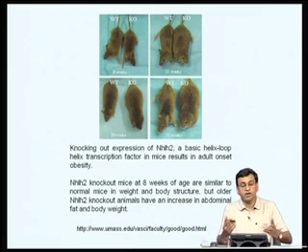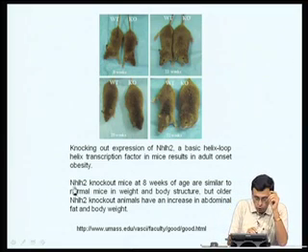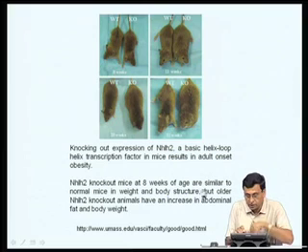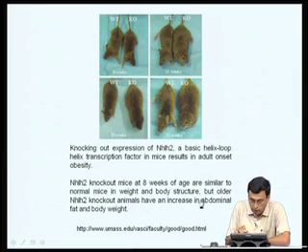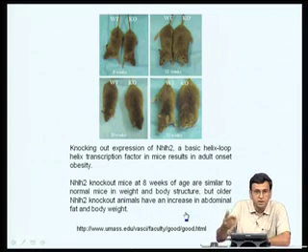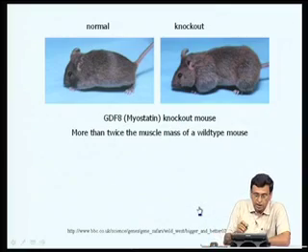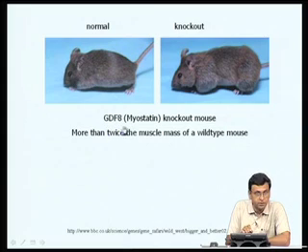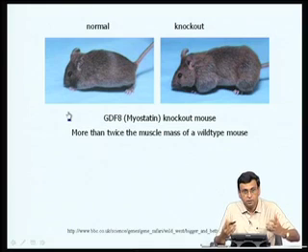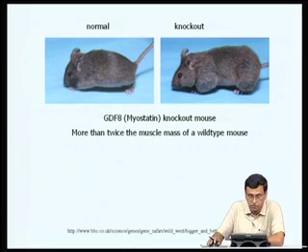So it gives an idea of what kind of genes are getting affected by knocking out the expression of this particular gene. NHLH2 knockout mice at 8 weeks of age are similar to the normal mouse in weight and body structure, but older knockout animals have an increase in abdominal fat and body weight. So you can observe very interesting phenotypes by knocking out these very important genes. Here is another example. If you knock out a gene coding for a protein called GDF8, known as myostatin, the mouse has twice the muscle mass compared to the wild type. So the muscle mass increases. Very interesting, clearly saying that this protein plays a very important role in myogenesis, or muscle formation.